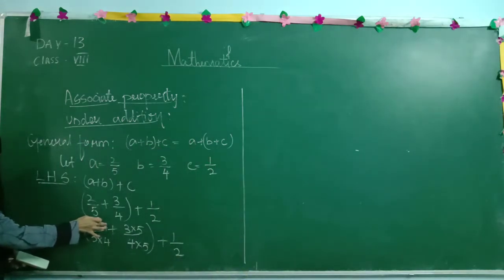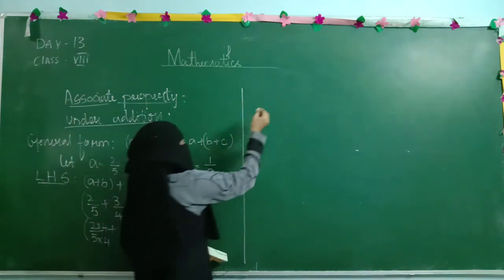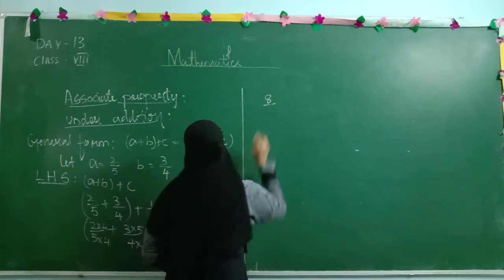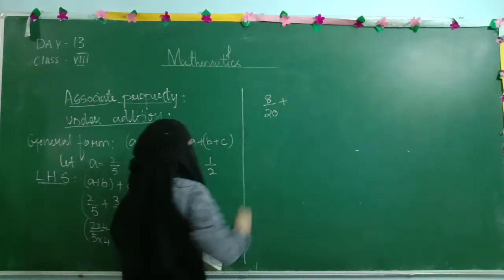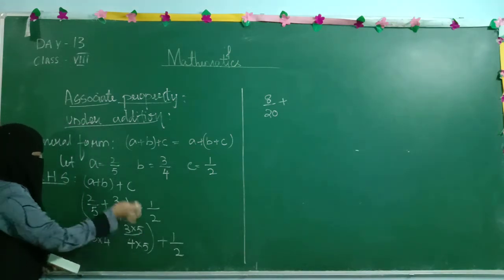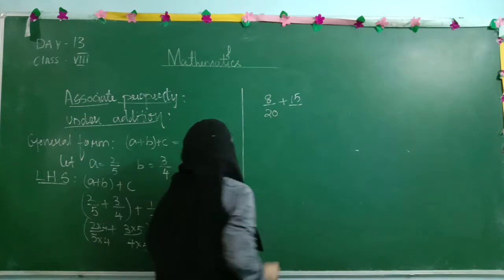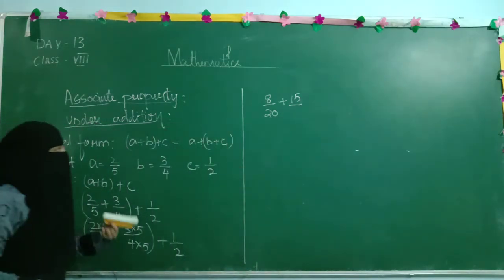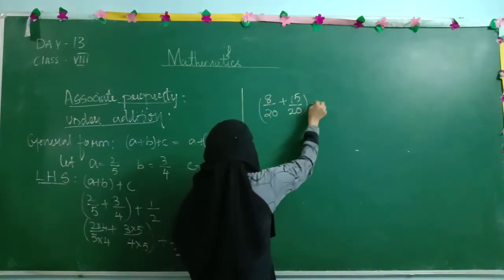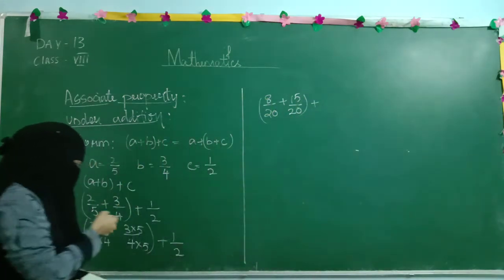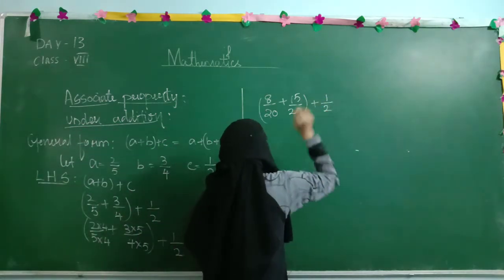So 2 into 4 is 8 and 5 into 4 is 20. So 2 times 4 is 8 over 5 times 4 is 20, plus 3 times 5 is 15 over 4 times 5, which again is 20. Plus, what is the value of C left out over here? Yes, it is 1 over 2.